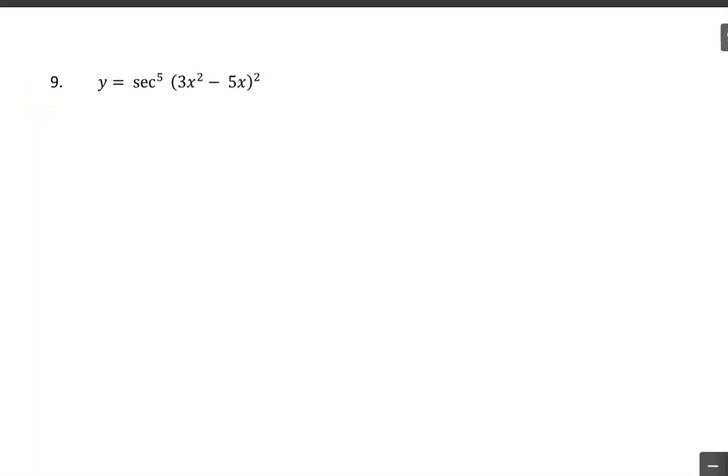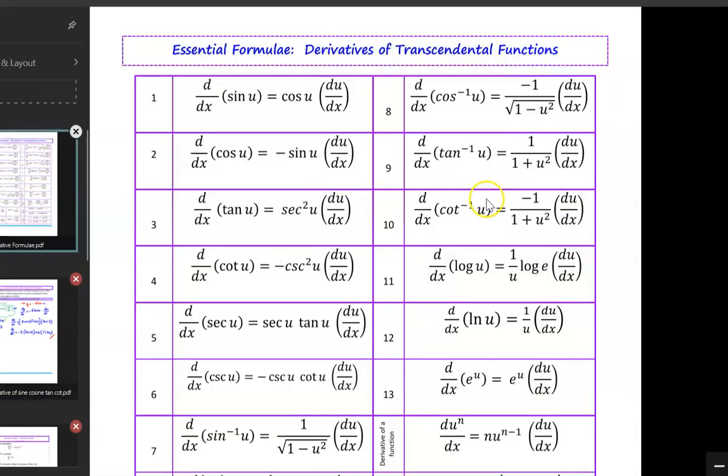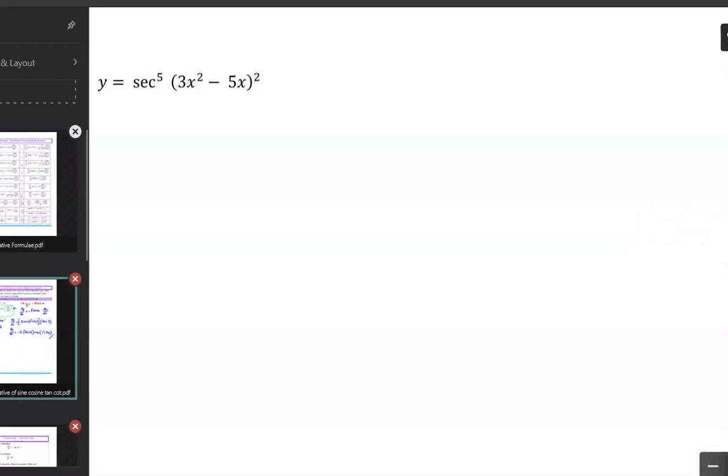Okay, so let's see what the derivative of secant is. The derivative of secant will be secant of the argument multiplied by tangent of the same argument, but still multiplied by the derivative of the argument itself. Okay, so let's get started with this. The first thing is the power rule.